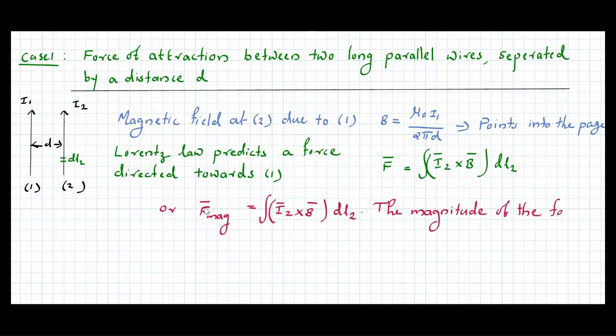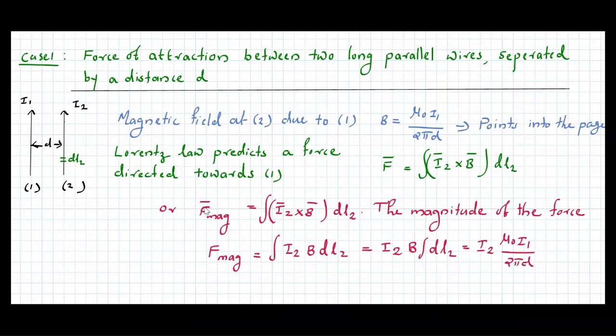Now consider the magnitude of that force only. The magnitude of the force is F equal to F mag equal to integral I2 B dl2. Here I2 and B are constant, so you can take them outside the integral: I2 B into integral dl2. What is B? B is mu 0 I1 by 2 pi d. Therefore, F mag, the force of attraction between two long parallel wires, is I2 mu 0 I1 by 2 pi d into integral dl2.